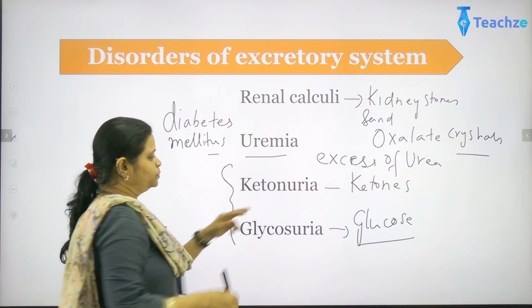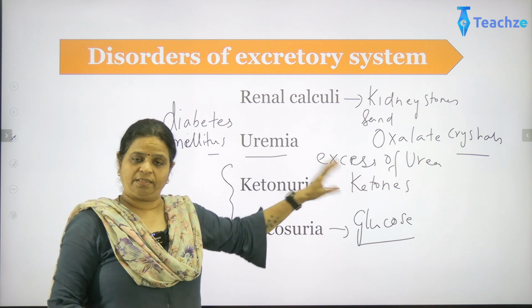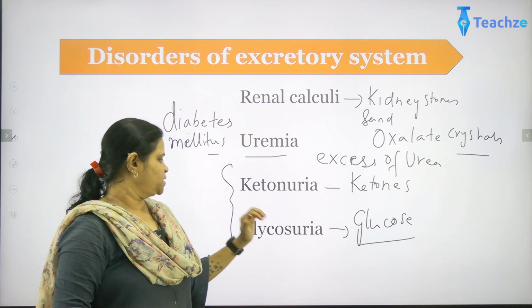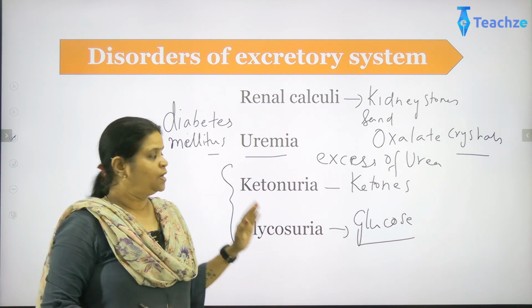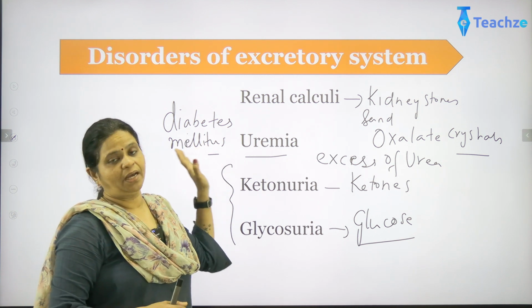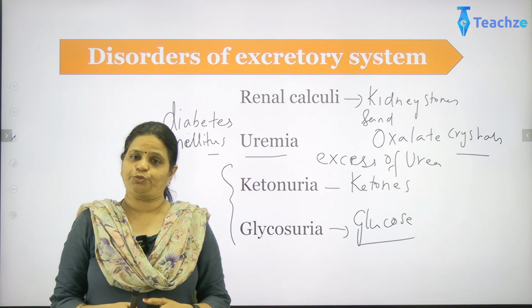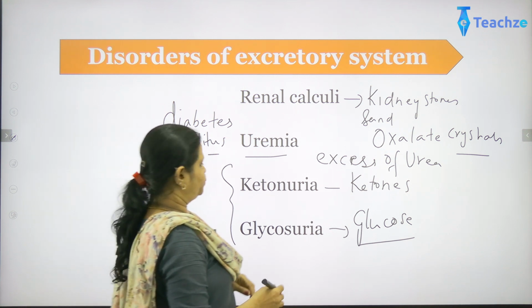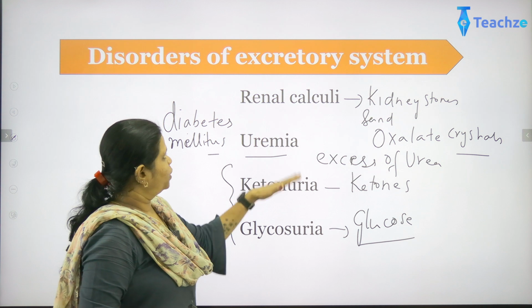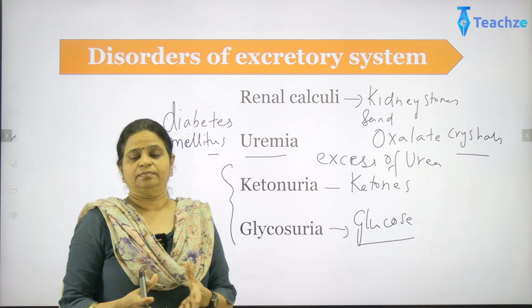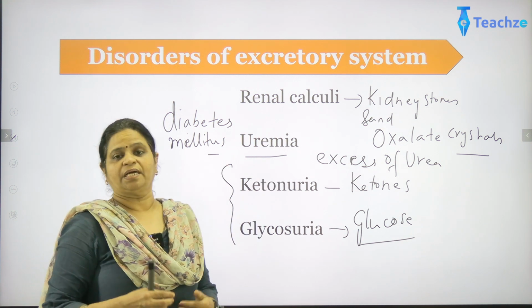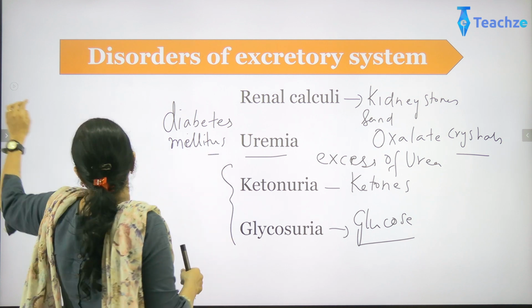Now, when you check the blood or the urine, if you find these ketone bodies and glucose in excess, then the patient might be having diabetes, which is simply called the sugar. It's a kind of autoimmune disease. Then all these will be the different disorders which we can come across during excretion.